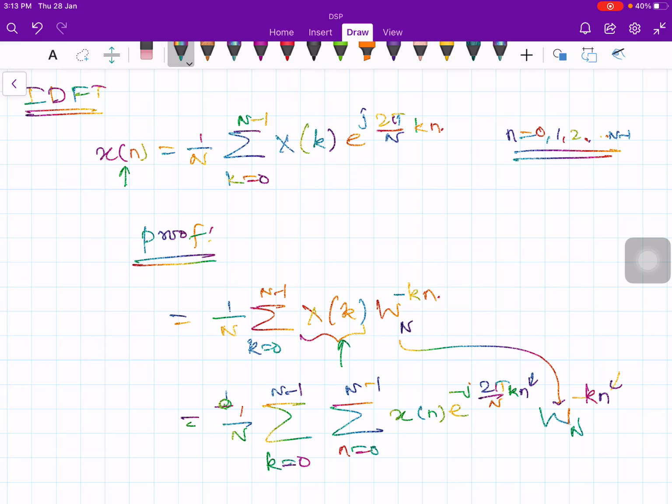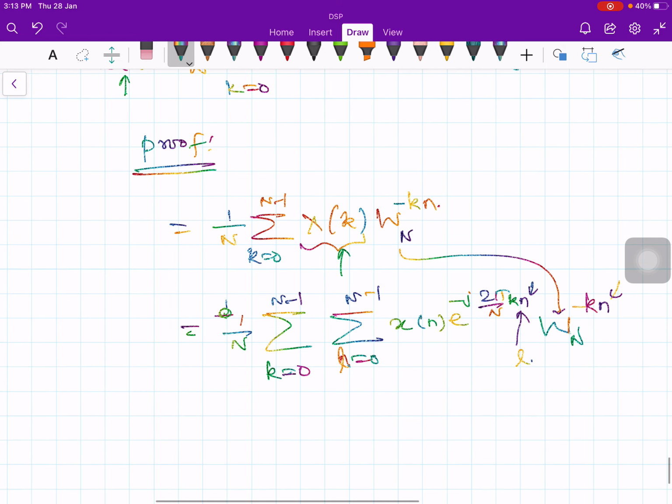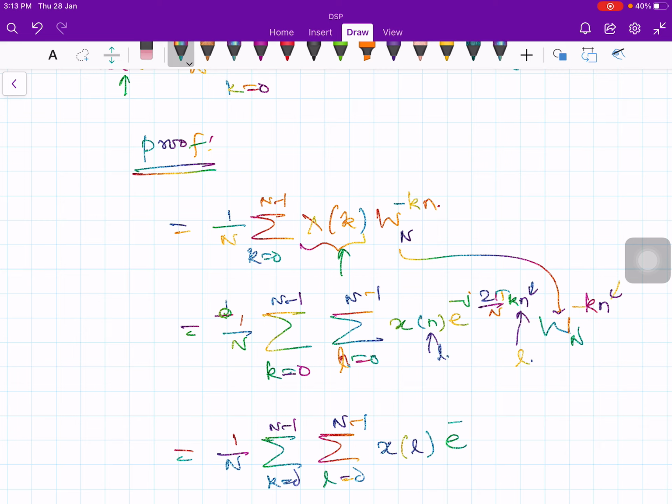So, then there will be some confusions. Okay. So, to avoid the confusion we need to change it. Let me replace this n by L, okay, two dummy variables. So, therefore, this n is replaced by L. So, 1 over N, k is equal to 0 to N minus 1, summation of L equal to 0 to capital N minus 1, and this n also replaced by L, x of L e to the, and this one you write in the compact form, W_N to the plus kL times W suffix N to the minus kn.